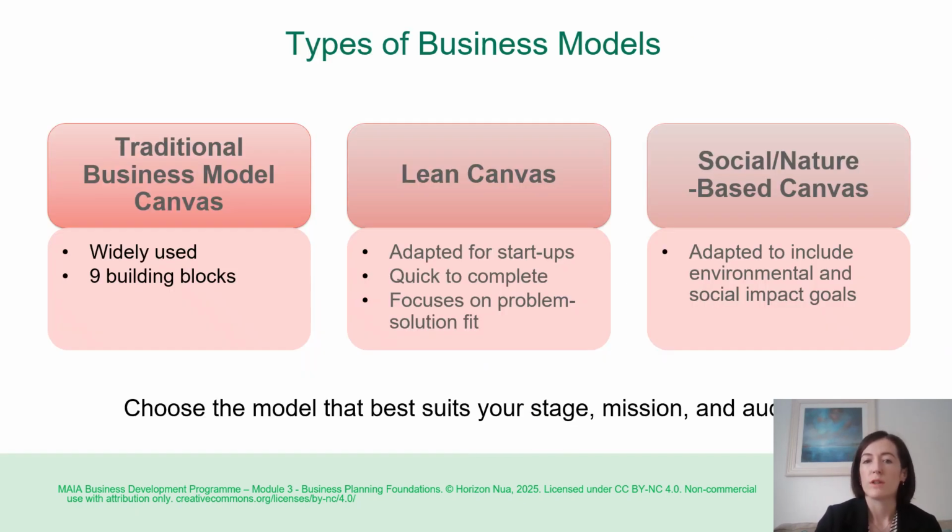There's no one-size-fits-all approach to business models. The right framework depends on your stage, mission, and audience. The traditional business model canvas is one of the most widely used tools worldwide. It includes 9 building blocks that cover everything from customer segments and value propositions to cost structures and revenue streams. It's a solid choice for established organizations or those needing a comprehensive overview.